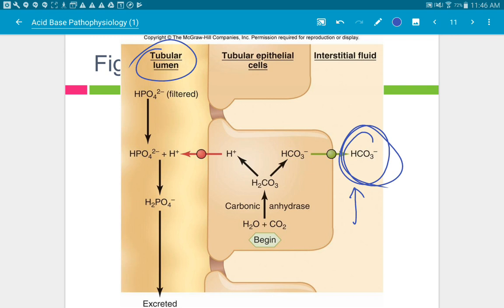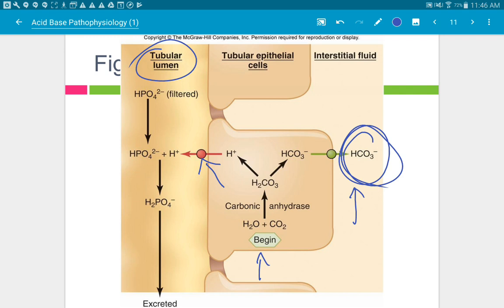So look on this slide here. There's a cell in the kidney. That's what this whole structure here in the middle is. It's got water, it's got CO2 in there, and look what it does with it. It forms the carbonic acid, the same thing we've been looking at. The carbonic acid dissociates. The acid gets pumped into the tubular lumen.